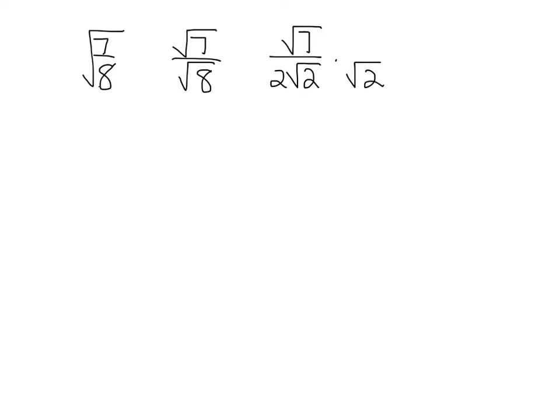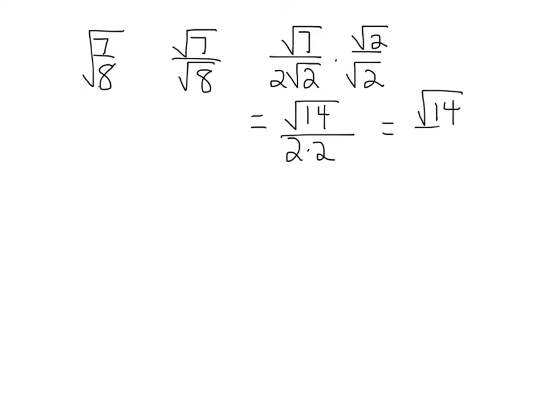Root 7/8. First divide it. Root 7 over root 8. Simplify up front. Root 7 over 2 root 2. Get rid of the radical. Times root 2. That gives me root 7 times root 2 is root 14, and 2 root 2 times 1 root 2 is 2 times 2, or 4. That equals root 14 over 4.